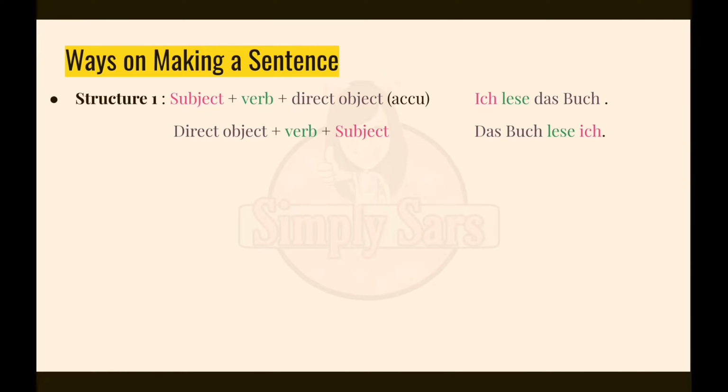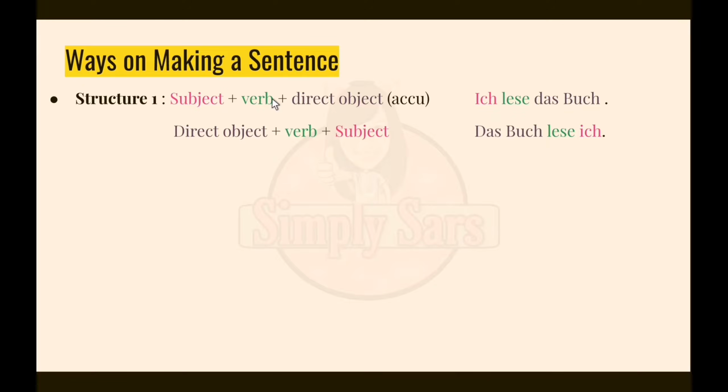The first structure is the simplest structure na maibibigay ko sa inyo, is the subject, verb, direct object. Ich lese das Buch. So, 3 words. Meron na kayong maganda at napaka-flourish na simple sentence. Ich is the subject, lese from the word lesen, read. And das Buch is our accusative form.